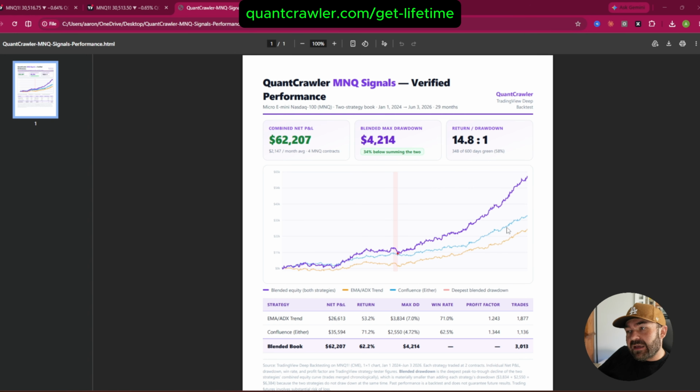So then when you look at this handy dandy fancy little graph that I made with the MNQ signals on verified performance, two strategy book, January 1 of 2024 to June 3 of 2026 over 29 months. Combined net P&L is $62,207 with four MNQ contracts in total, roughly $2,147 a month on average. Blended max drawdown between the two, and then 348 of 600 days are green when you combine them together if you ran them at the same time. So 58% of your days, more than half, are positive. Your return to drawdown is 14.8 to 1, which is incredible.